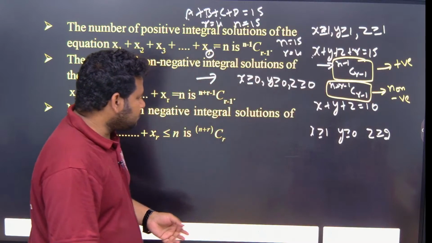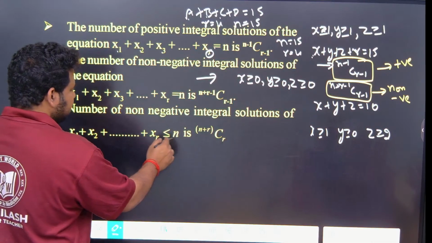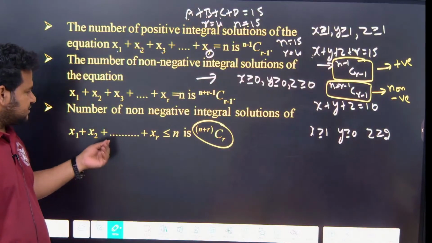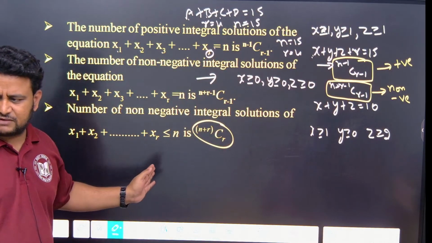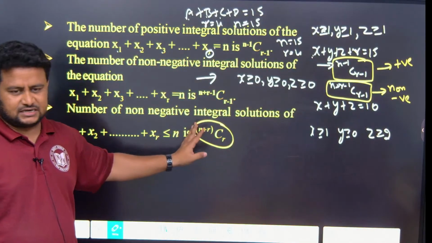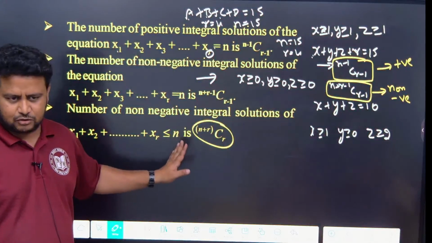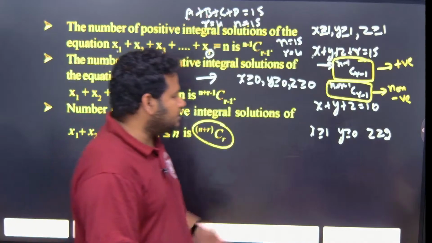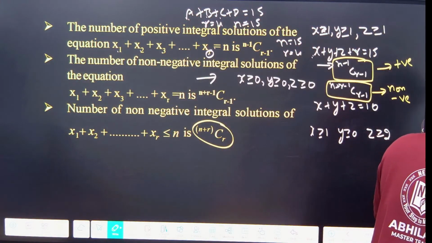Now see here, the number of non-negative integral solutions if it is less than or equal to n is n plus r C r. Just remember this. Here they have given equal to n. If they have given less than or equal to n, it is n plus r C r. This is not much important, but make a note and revise it. But the first two are important. Please make a note.